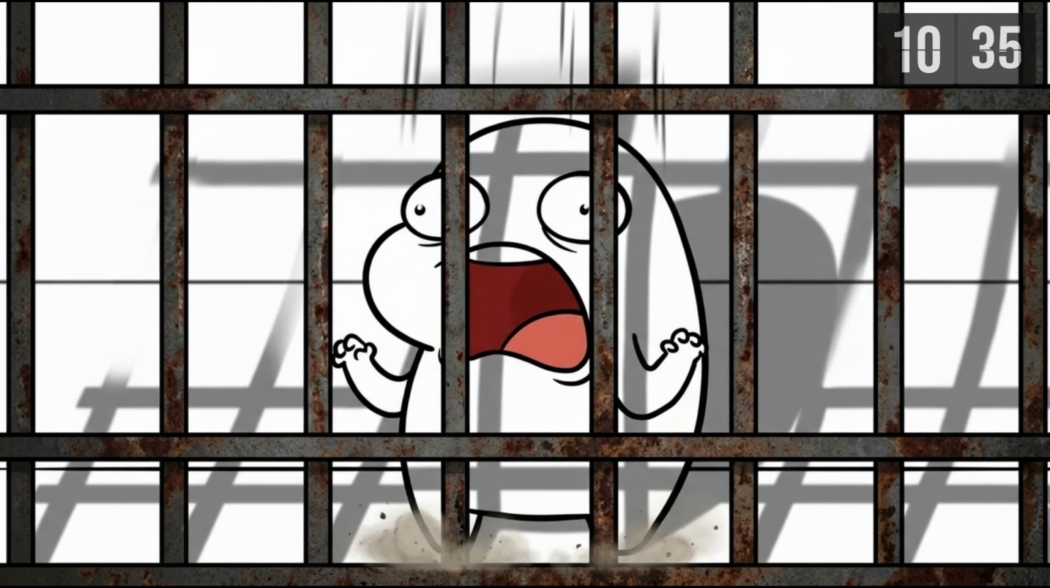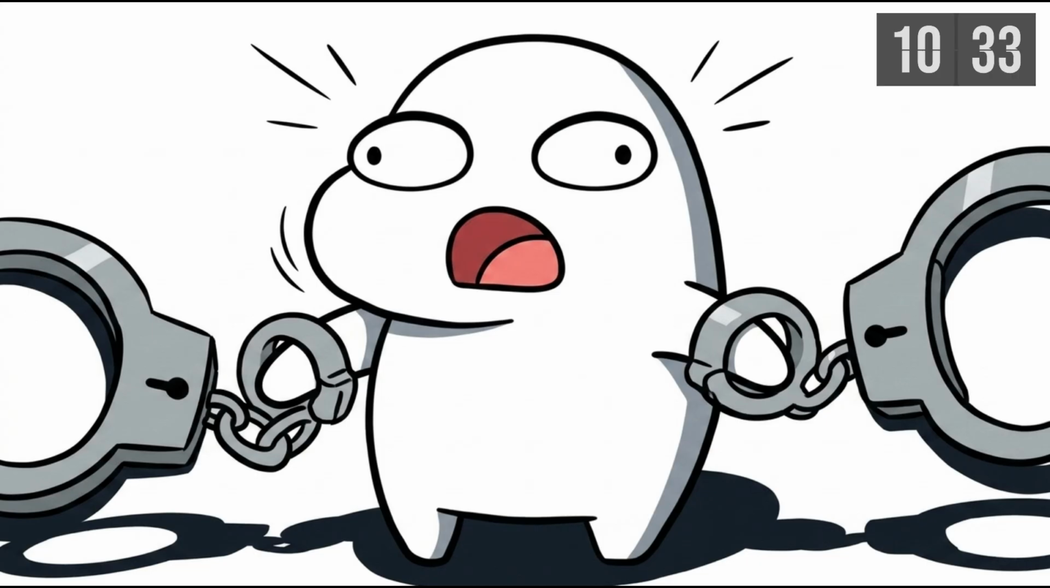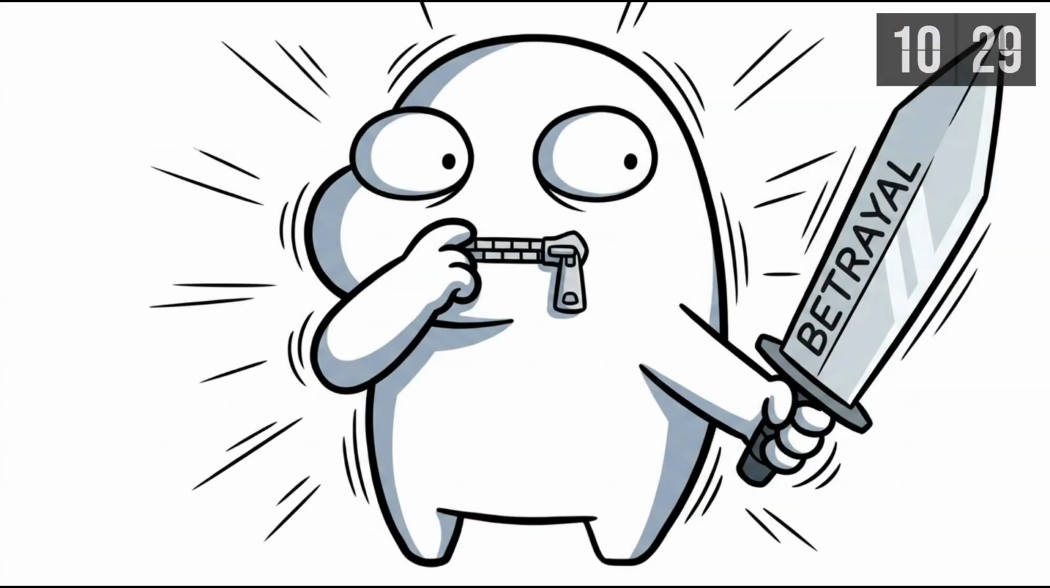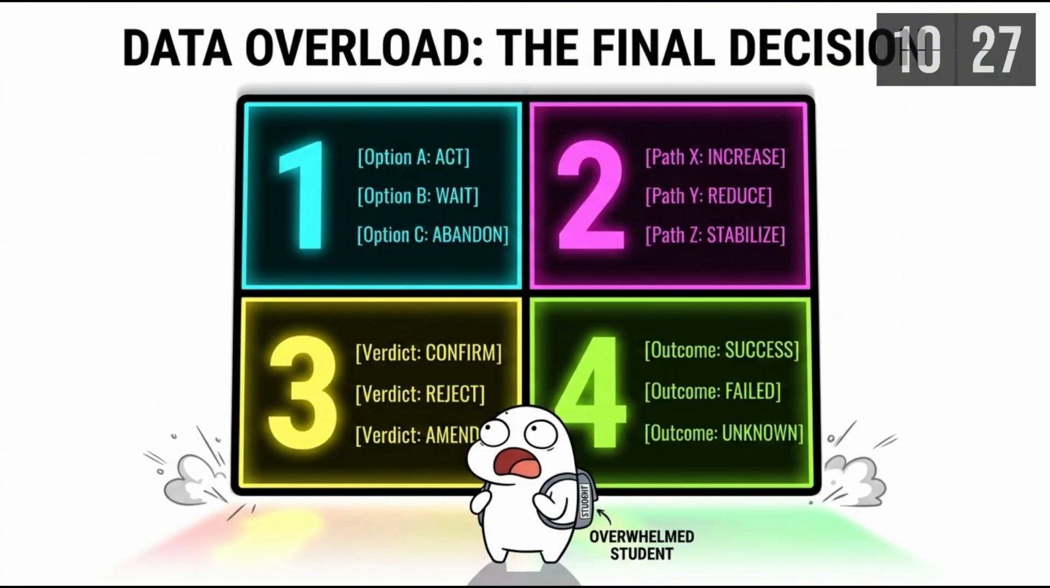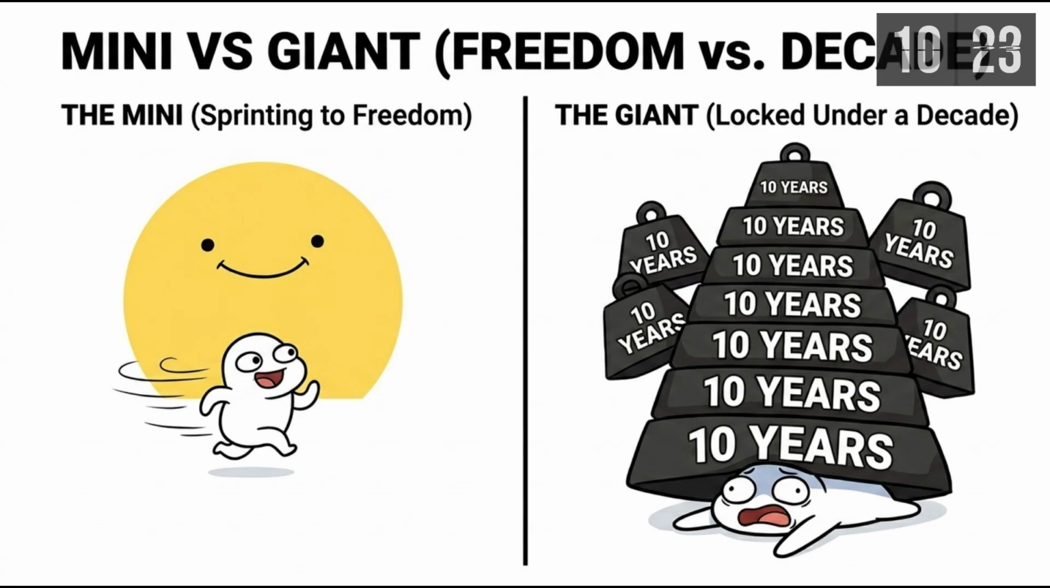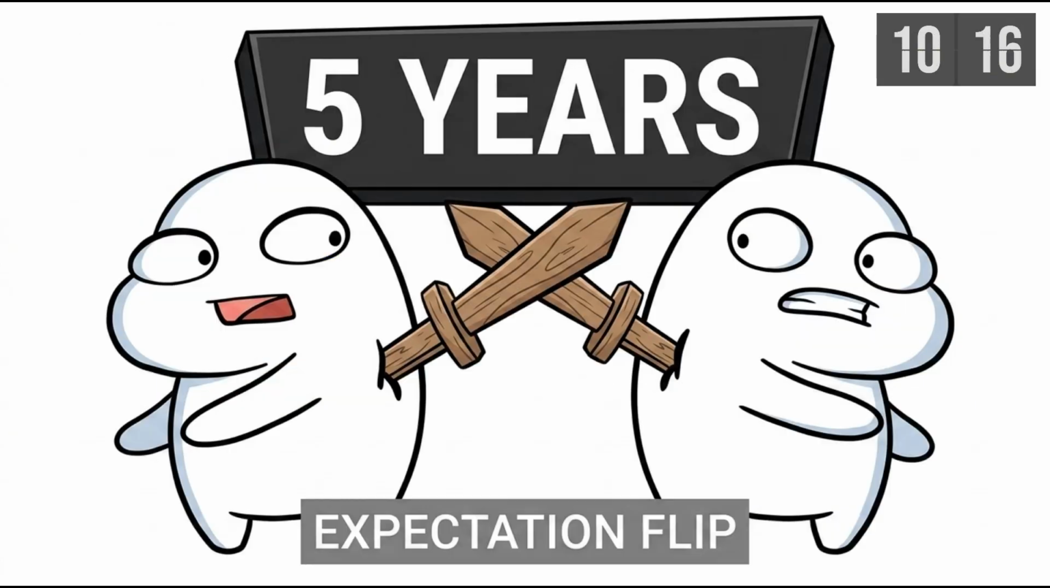The prisoner's dilemma. 2 criminals, arrested, interrogated separately, no communication. Each gets to choose, stay silent or betray the other. Here's the payoff matrix. If both stay silent, both get 1 year in prison. If one betrays and the other stays silent, the betrayer goes free, and the silent one gets 10 years. If both betray each other, both get 5 years.